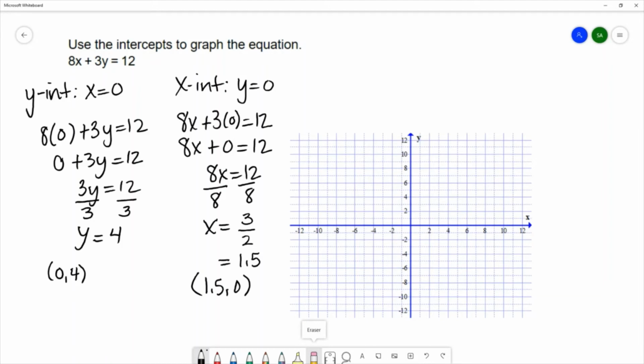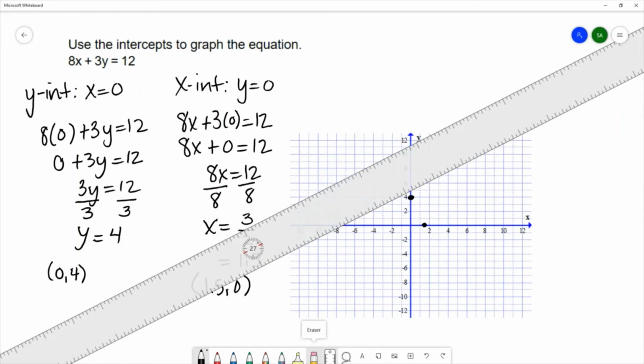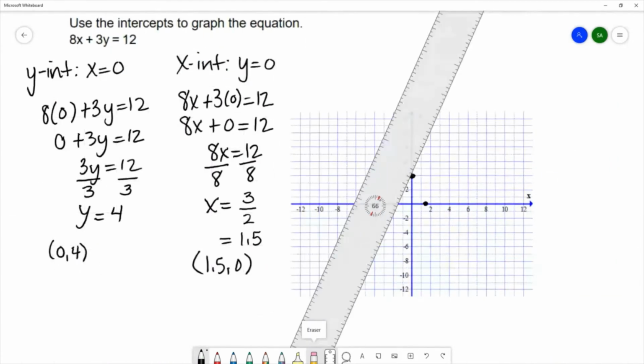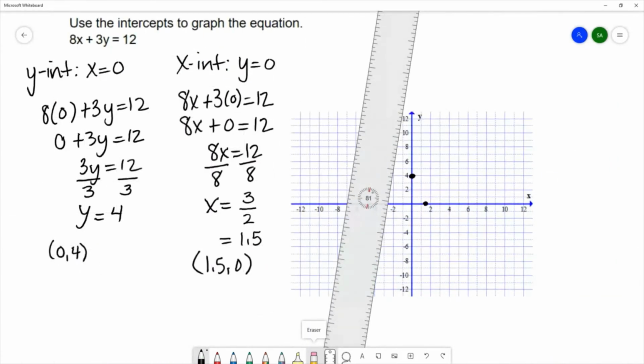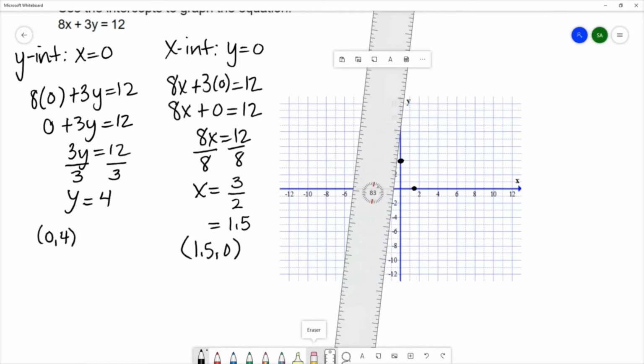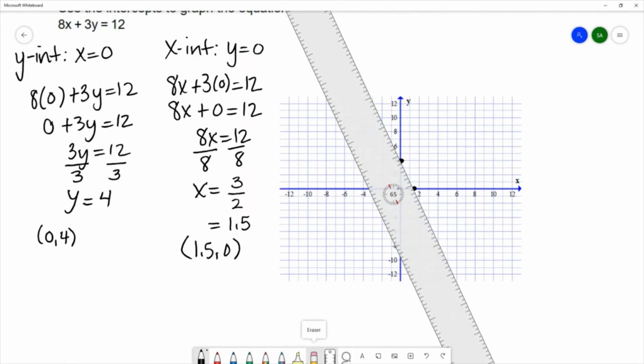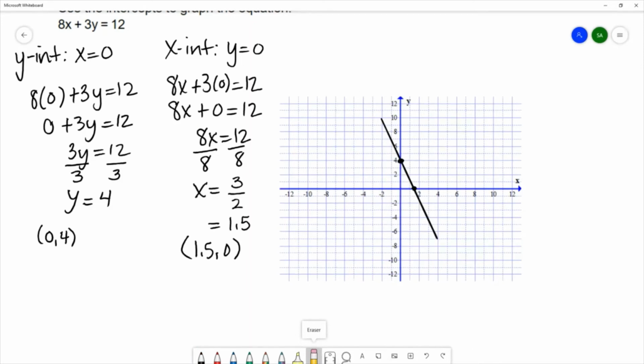To graph the equation, I'll plot both of these points, (0, 4) and (1.5, 0). I can connect these 2 points with a straight line, and I was able to graph the line with those intercepts.